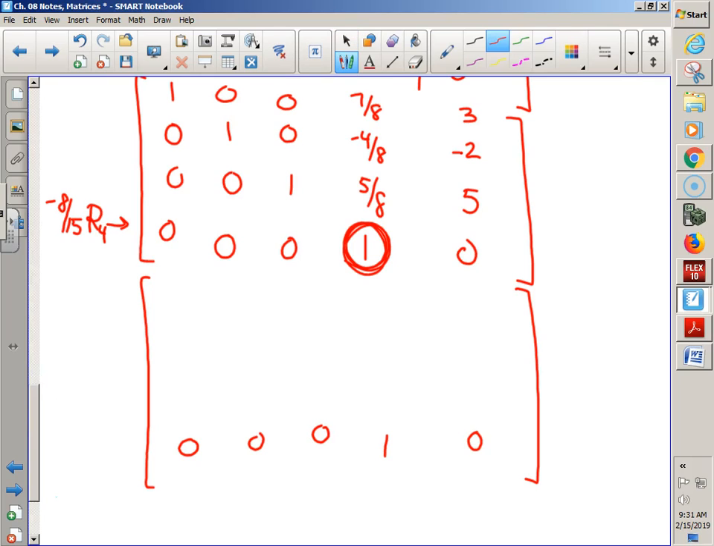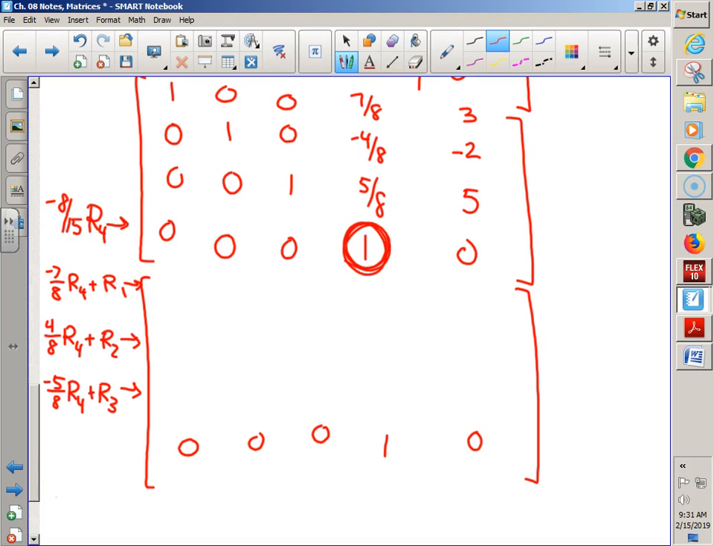So what's the opposite of this guy? Negative 7/8. What's the opposite of negative 4/8? 4/8, yeah, I know it's 1/2. You can make it 1/2 if you want. I'm just being lazy. The opposite of 5/8 is negative 5/8. All right, let's see what happens.